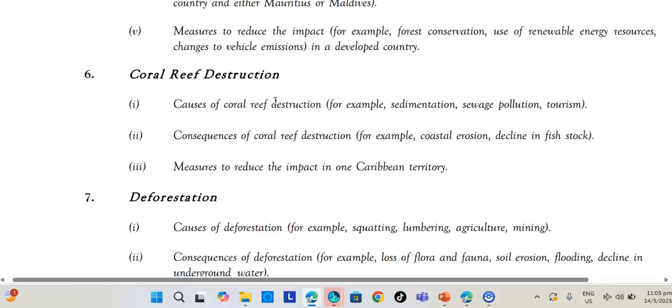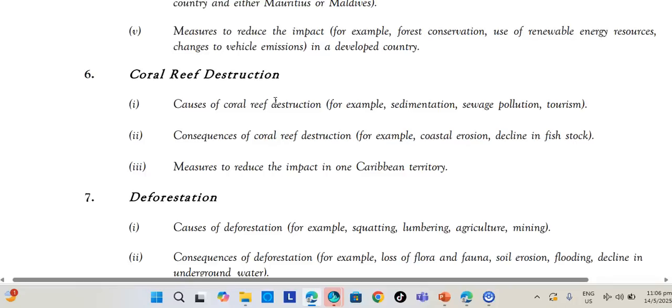Consequences of coral reef destruction: coastal erosion. So without reefs, waves wash away beaches and damage coasts. Declining fish stock: many fish depend on coral reefs for food and shelter. Loss of tourism: damaged reefs mean fewer tourists and less income. Loss of biodiversity: reefs are home to many sea creatures that may disappear.